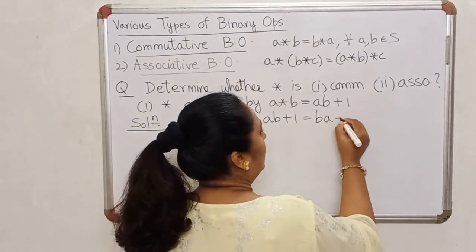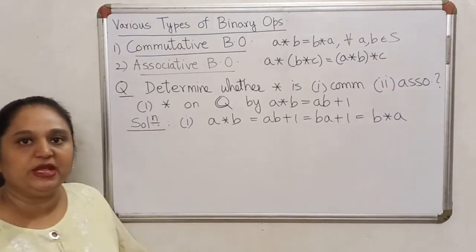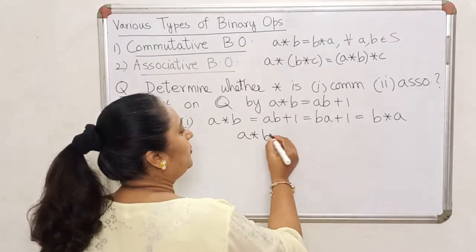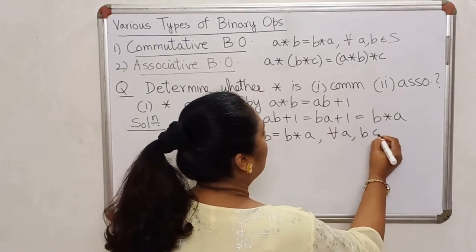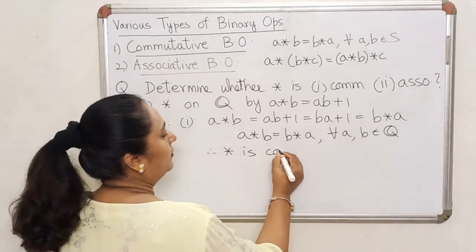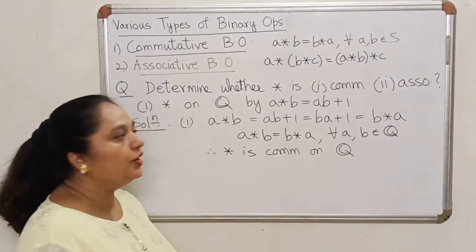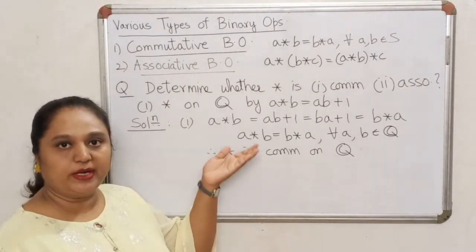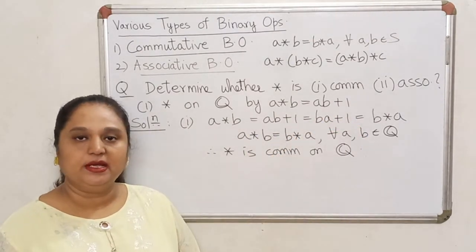So A into B is the same as B into A, and therefore this is the same as B star A. So I notice that A star B is equal to B star A, and this is true for all elements in the given set. So this operation is commutative on Q. So in order to prove that an operation is commutative, you need to start with two arbitrary elements and make sure that A star B becomes the same as B star A.